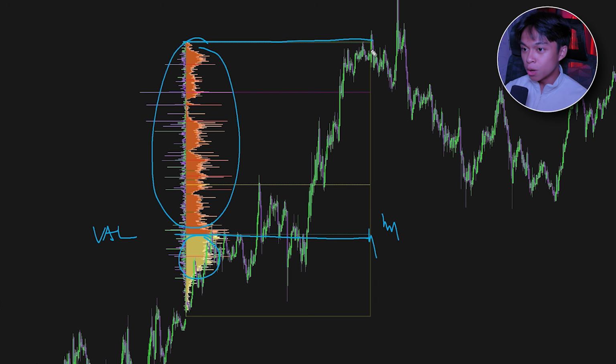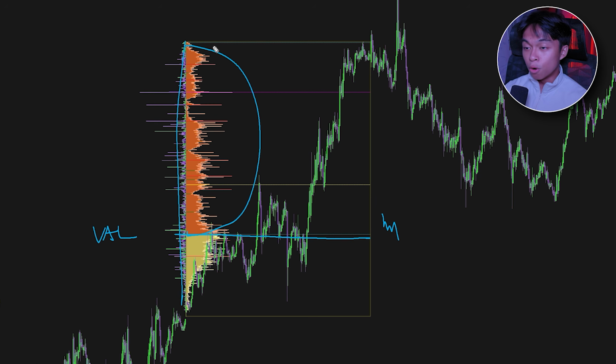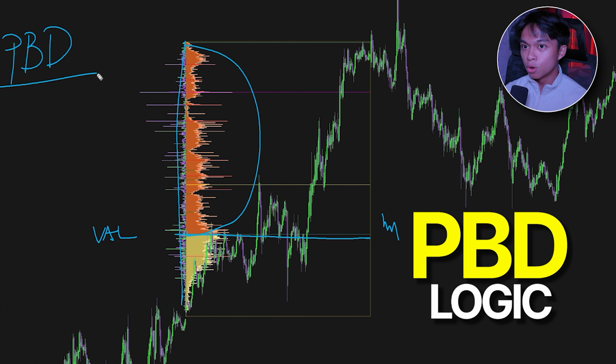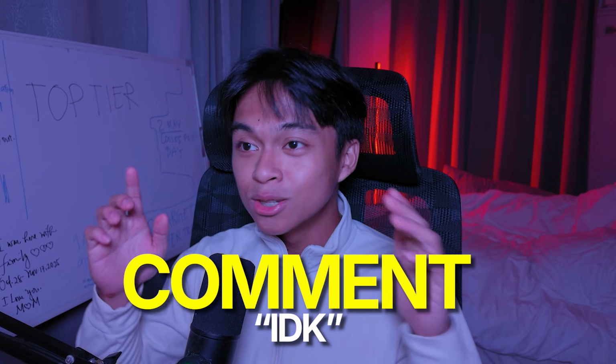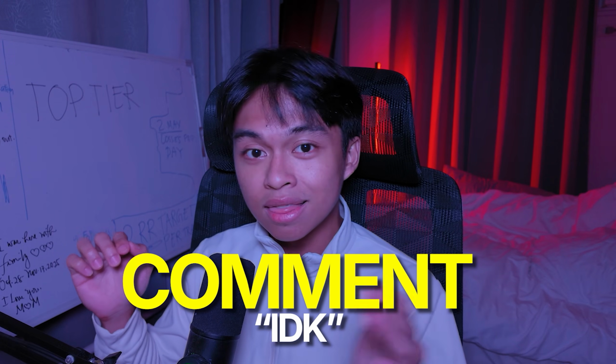Now before that, I know you guys are going to be telling me where is the value area high, but don't worry, there's actually no value area high here, or it's very thin, because the aggression of this entire volume profile is very aggressive to the upside, and this is what they like to call the PBD logic. And if you guys don't know what that is, comment down below by stating I don't know. Yes, comment IDK, so that I'll be making a video about that in the near future.